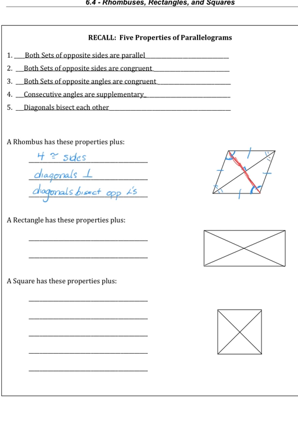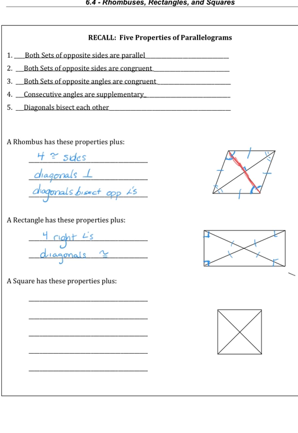Okay, the rectangle has the original 5 properties plus 2 more. So on a rectangle, we know it's got 4 right angles and its diagonals are congruent. So what that tells us is that all 4 of these angles are going to be right angles, and its diagonals are exactly the same.